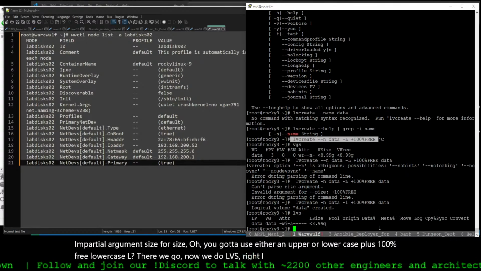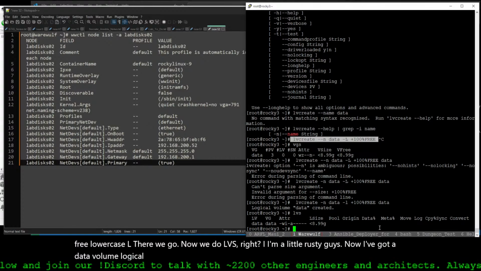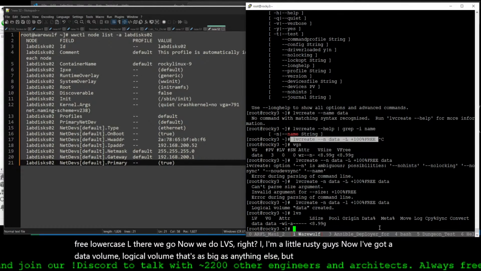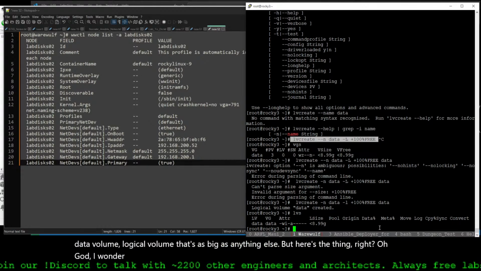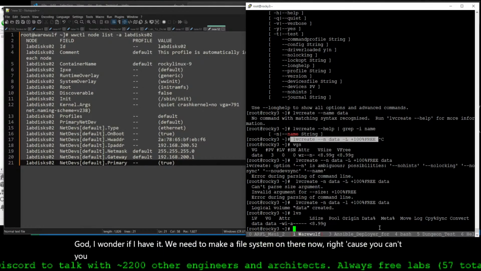I'm a little rusty, guys. Now I've got a data logical volume that's as big as anything else. But here's the thing, right? We need to make a file system on there now, right? Because you can't just mount that, right?